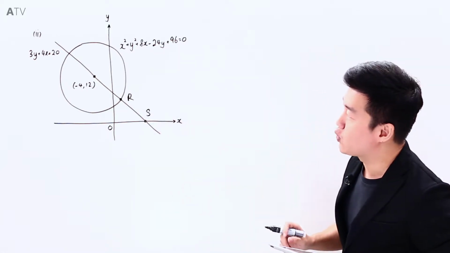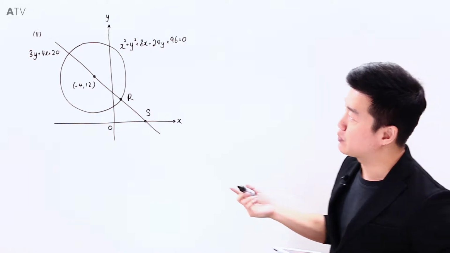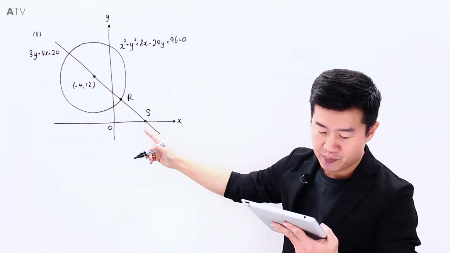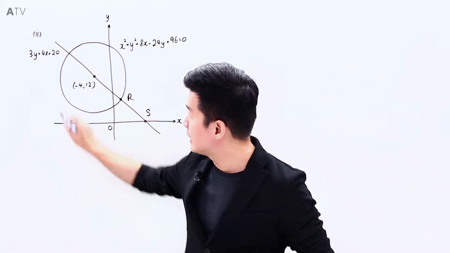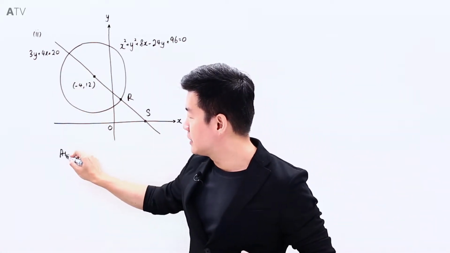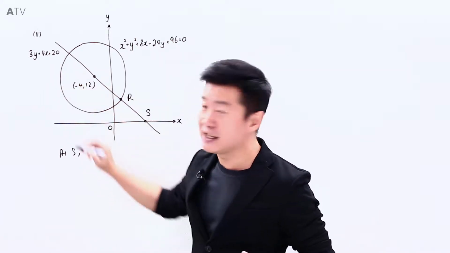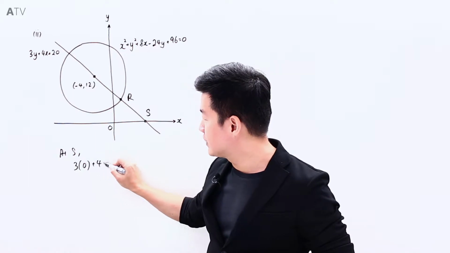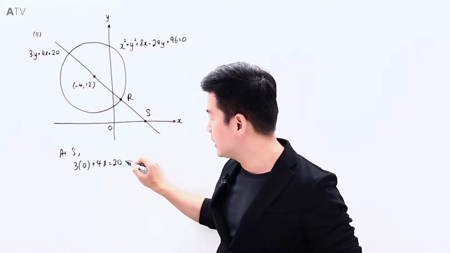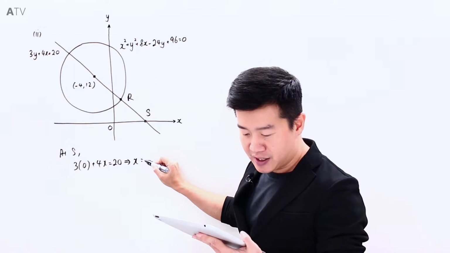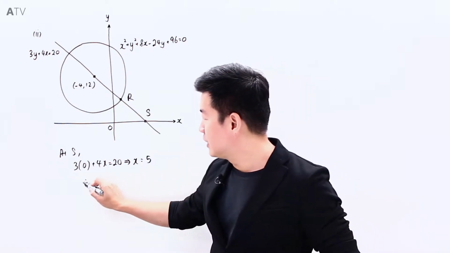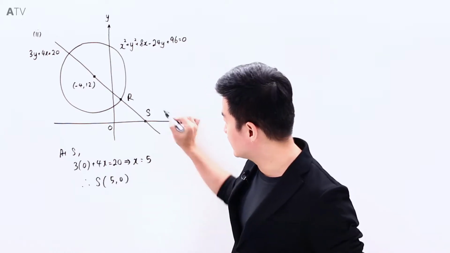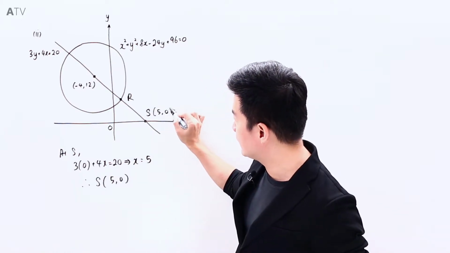First, let's find the coordinates of S, which is pretty simple because I can just let y be equal to 0. Taking this equation at the point S, letting y equal 0, we have 3 times 0 plus 4x is equal to 20, which tells me that x is going to be equal to 5. Therefore, the coordinates of S must be (5, 0). Let me fill it in here, so (5, 0).